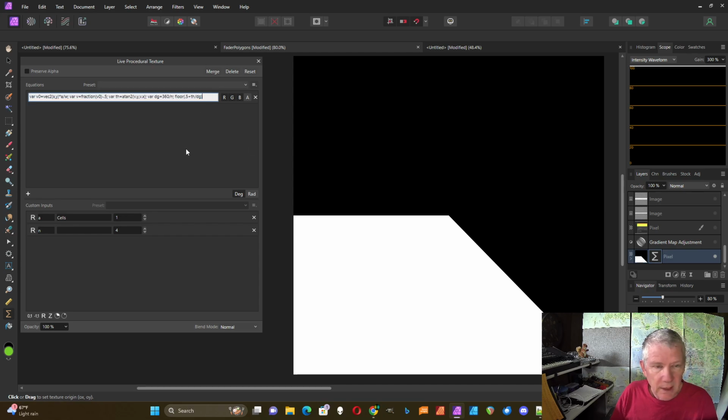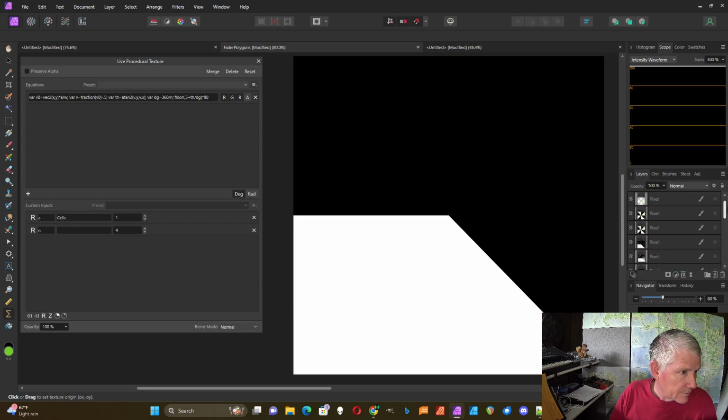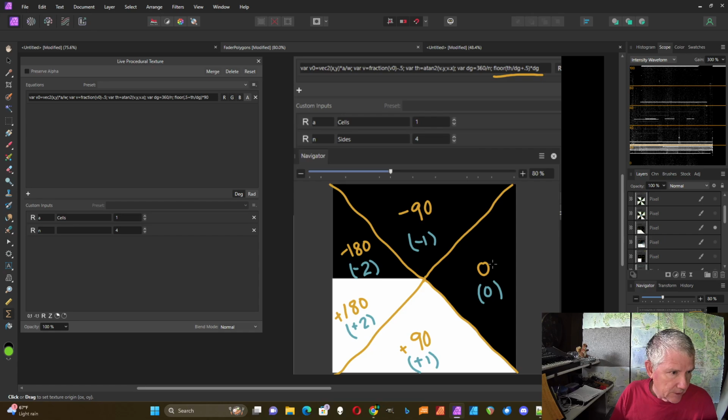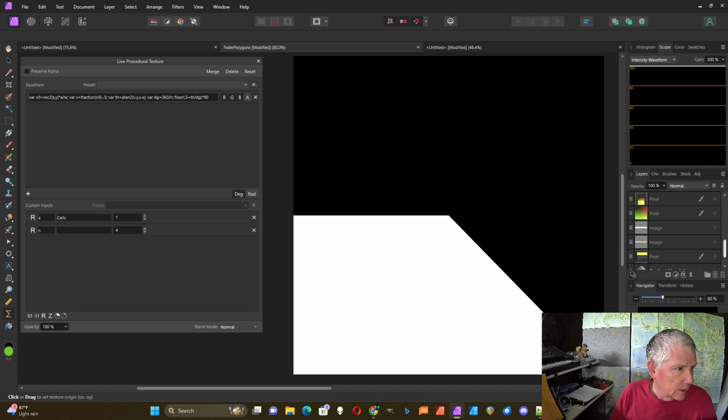And I'm going to multiply by my degrees again, times 90. Okay, and that looks like it didn't do anything, but it actually has. So this section is all 0. This section is now -90 because I'm multiplying by the degrees. This one is -180. This section is +90, and this sector over here is +180. So keep that in mind as we get on to the next part.